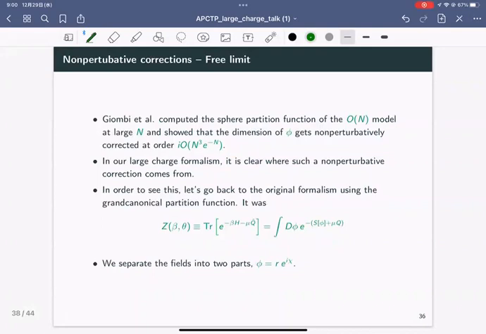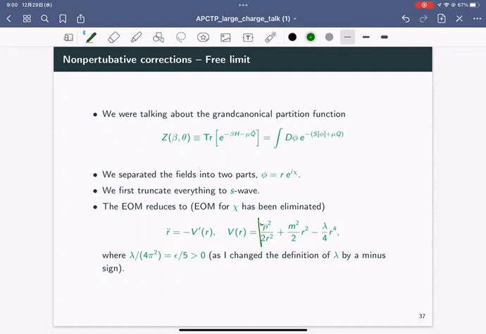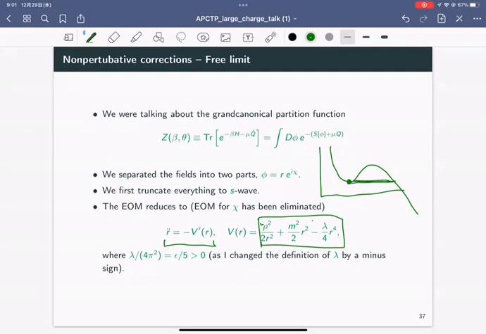So I think I will just show you the result. But basically, what I was going to tell you was the following. You again go back to the grand canonical partition function. I was only looking for the static solution, but one can also look for the instanton-like solution, which corrects the ground state energy. In this case, the equation of motion reduces to, for the radial mode, something like this, an ordinary equation of motion with a potential like this. The phi four term is negative, so the potential looks like this. We were looking at this static solution, but it can tunnel away. So there's a bounce solution like this, which corrects it and gives you the imaginary non-perturbative part.